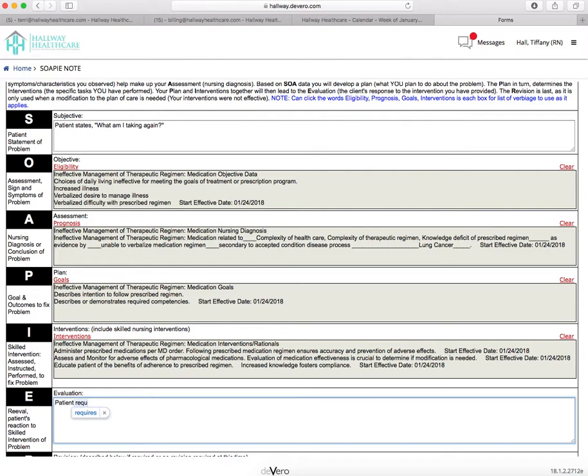Patient requires ongoing instructions of medication due to inability to verbalize current medication regimen or purpose of medication.